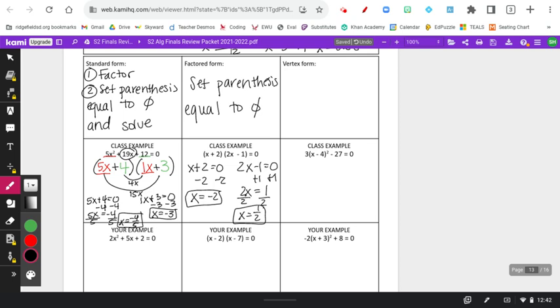For vertex form, step 1, we're going to set y equal to 0. If we check out this class example, they've already done that for us. Step 2, we're going to do PEMDAS backwards. That means first, I'm going to get rid of addition or subtraction. Then I'm going to get rid of multiplication and division. And then next, we're going to square root to get rid of our square.